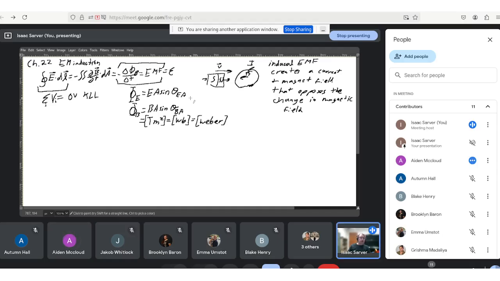Correct. Because initially the magnet was sitting somewhere. Who knows where it was sitting? And so that means there's no changing magnetic field inside that loop. So it's just going to sit there, and then you approach it, and it's going to oppose that change.